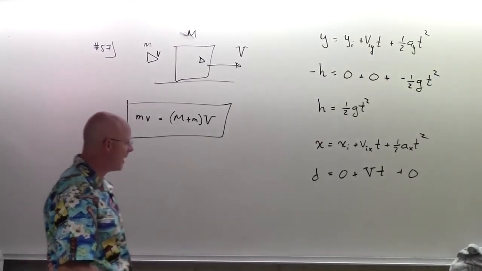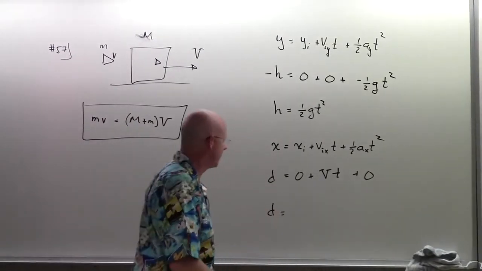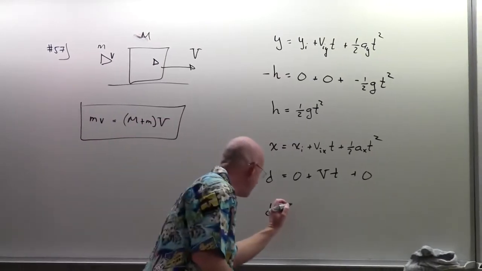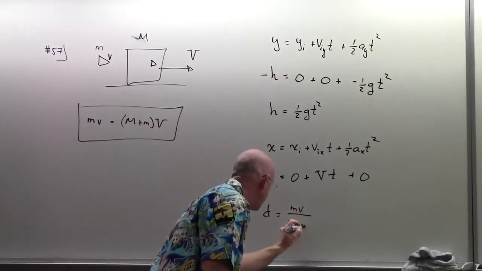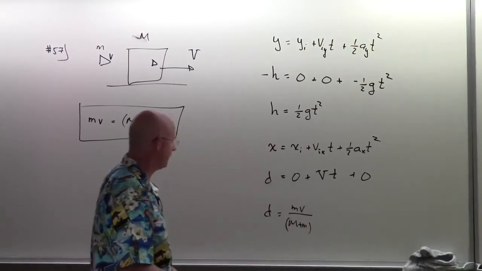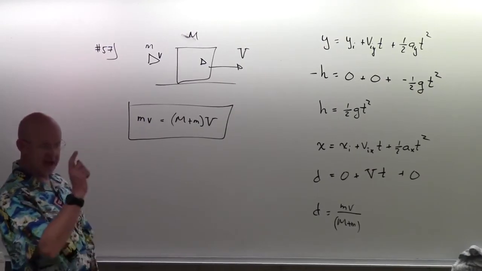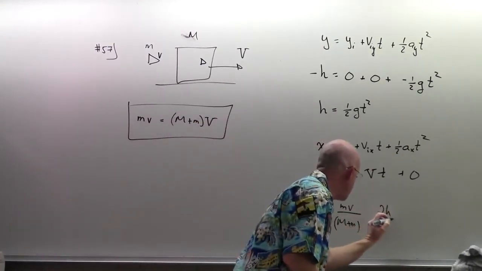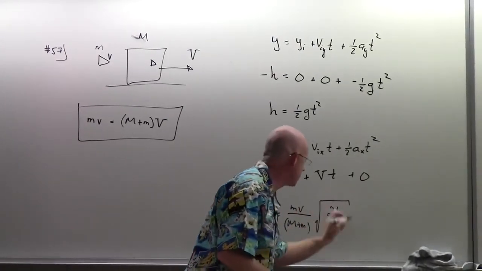And so now I can make my substitutions. I can put d equals, and in place of capital V, I can put a little m, a little v, over capital M plus little m. And so there's my capital V. And in place of t, I can put 2h over g and take the square root of that.